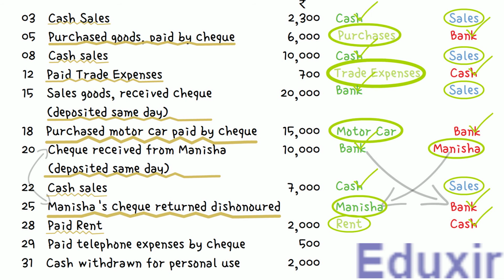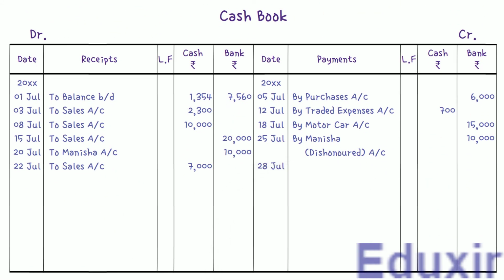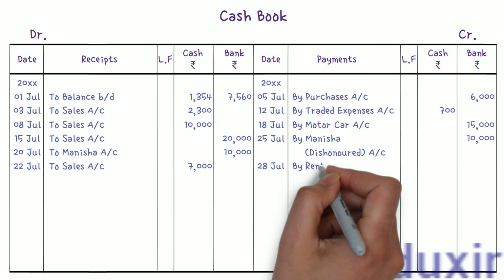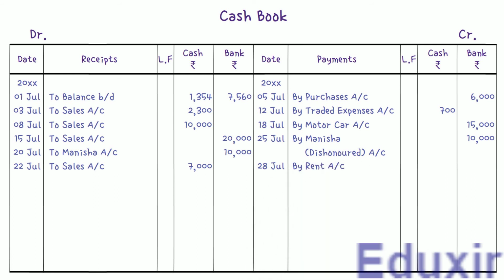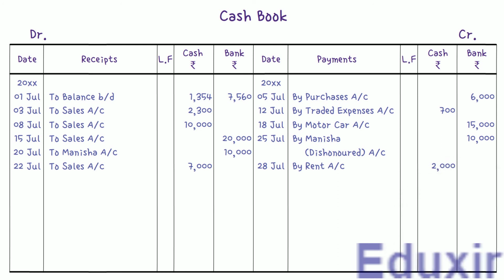With this analysis at our disposal, let us proceed with posting to the credit or payment side of the cash book. Let us first record the date. Let us then record the rent account into the payments column of the cash book. Let's then record the credit amount of 2,000 rupees into the cash column. With that, we have completed the posting of this transaction into the cash book. Let's now take up the next transaction.